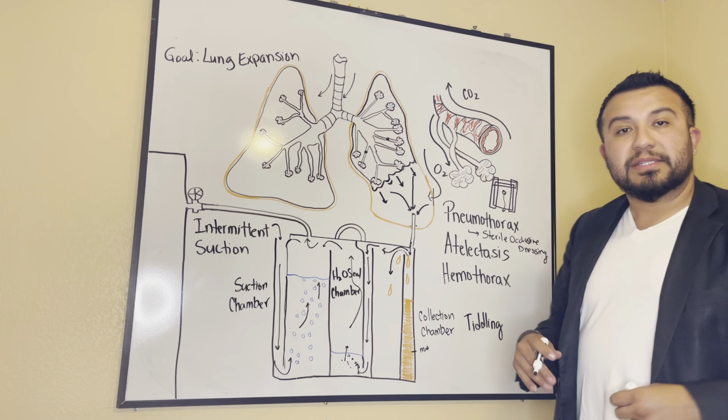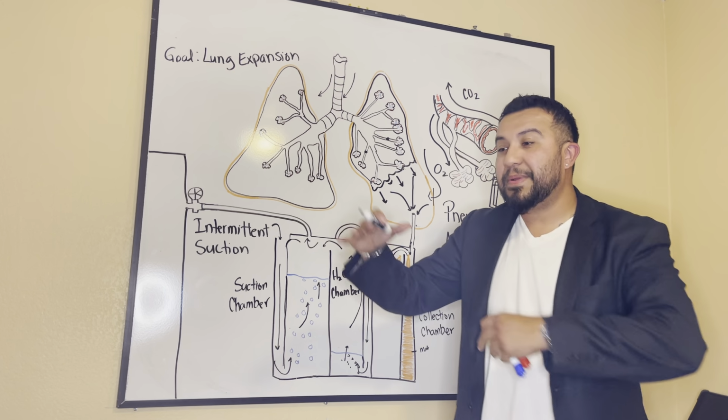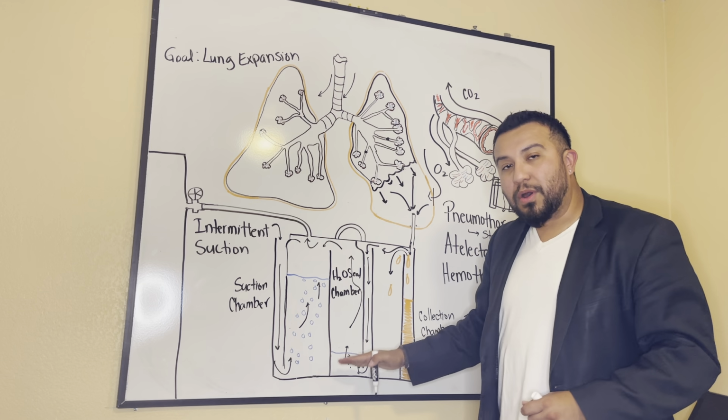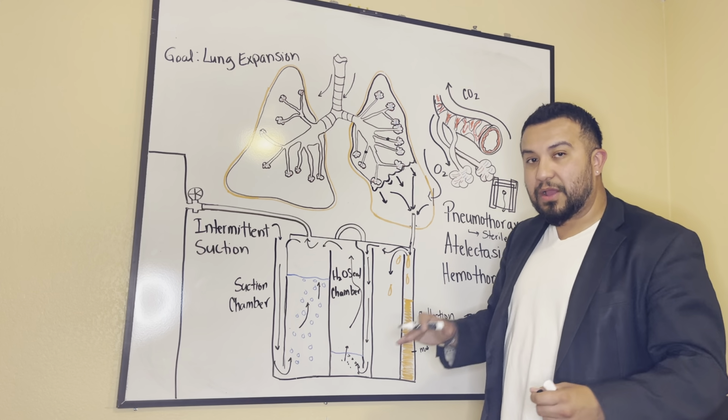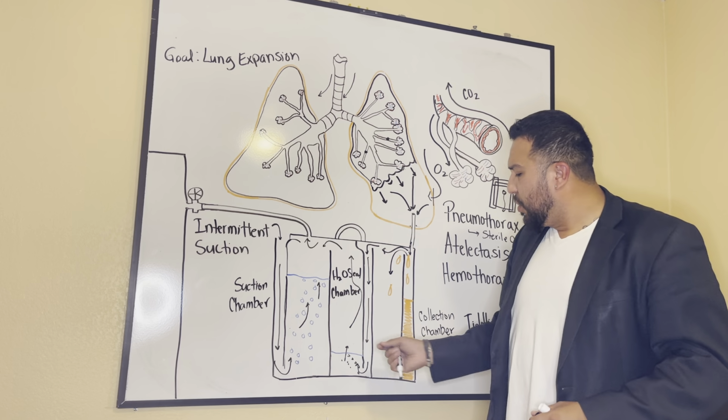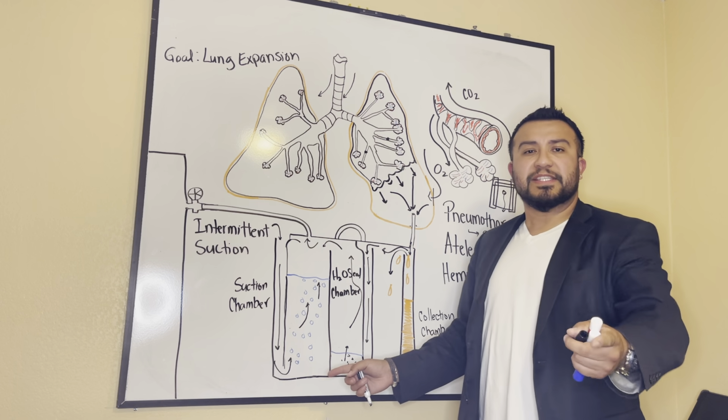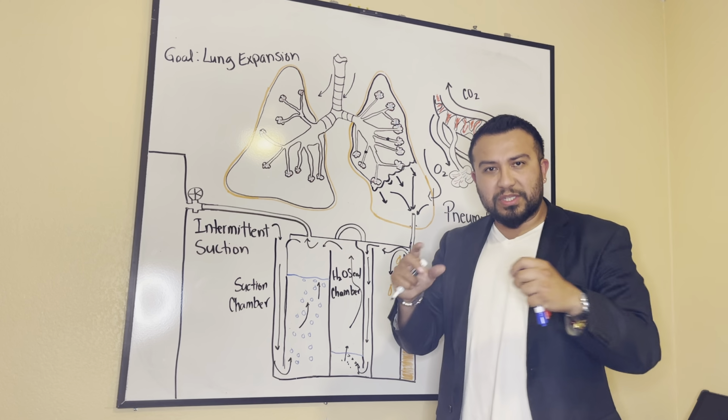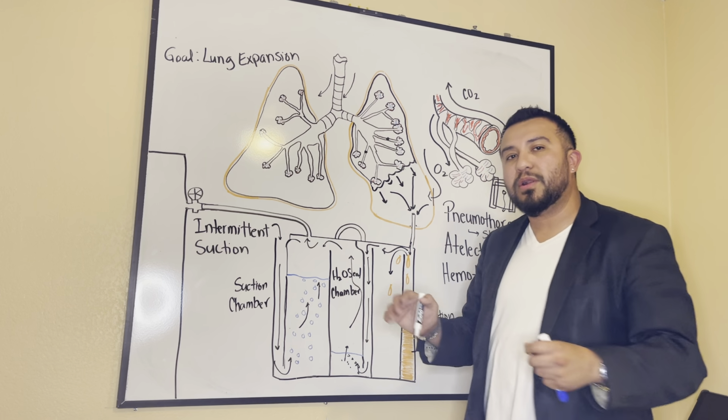Okay, like the tides of the ocean, right? They go up and down. That's what happens at the water seal chamber. As the patient breathes in and out, it tidles, it moves up and down with a little bit of bubbling. This is important because we have to set our foundation. What's supposed to happen at the water seal chamber?